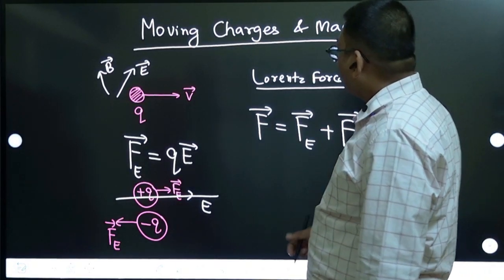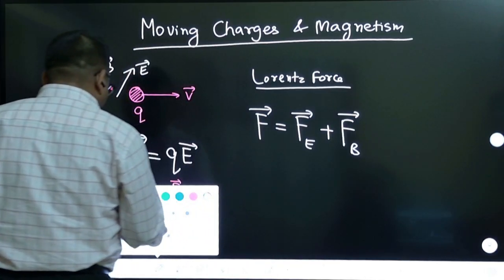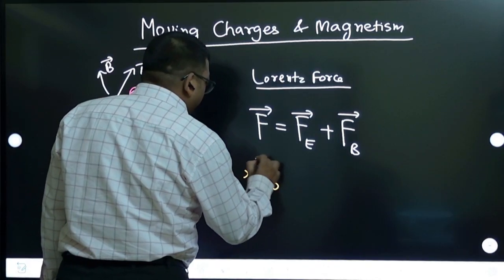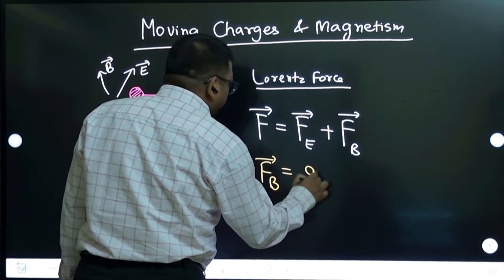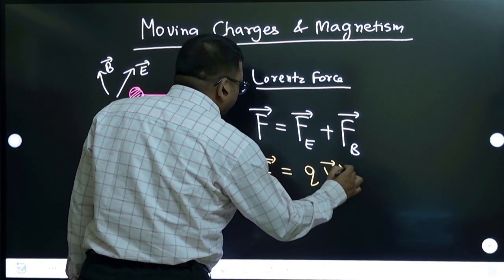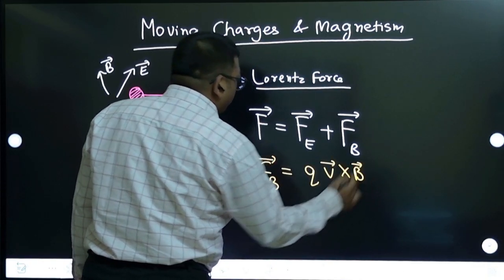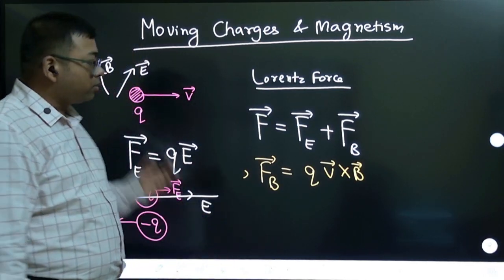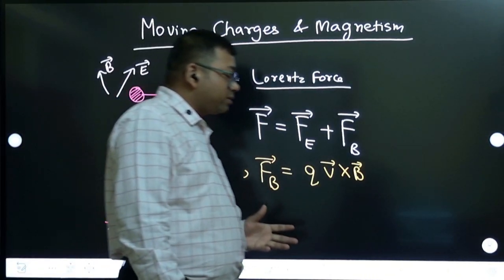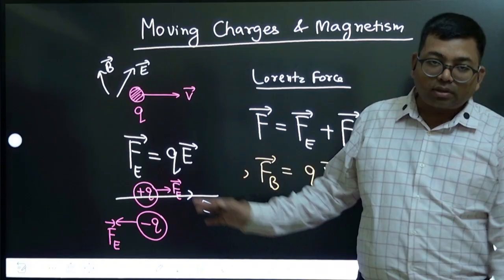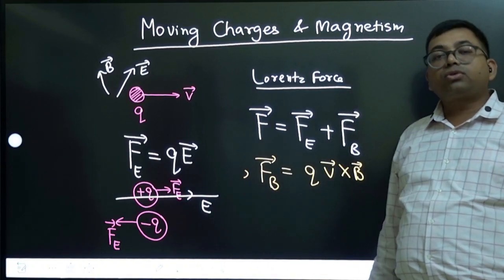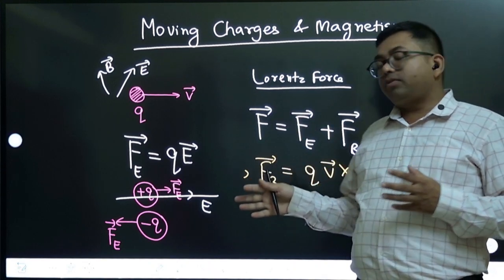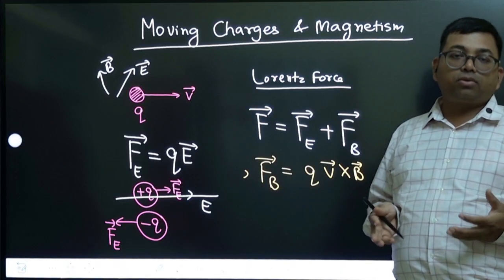Another thing is about magnetic force. How does magnetic force act? Magnetic force, F_B, is given as q v cross B. This is the main topic of this chapter, q v cross B, the magnetic force. In many questions you will find there is no electric force because the electric field is not there. Mostly they focus on magnetic force. But in case both fields are there, then you have to take both forces.